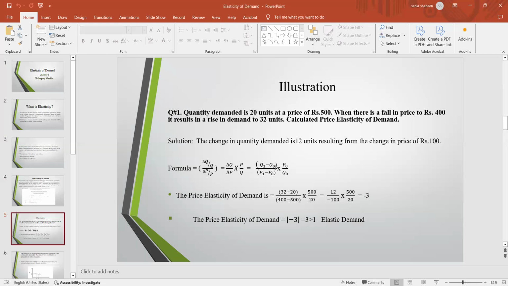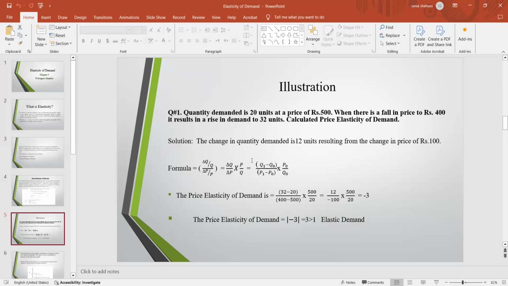Similarly, P1 is the current price level and P naught is the initial price level, multiplied by P naught, the initial price level, divided by Q naught, the initial quantity demanded. So if we apply all the data in this formula, we can calculate the price elasticity of demand.